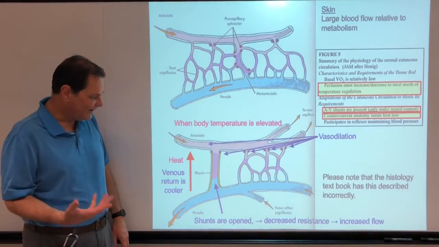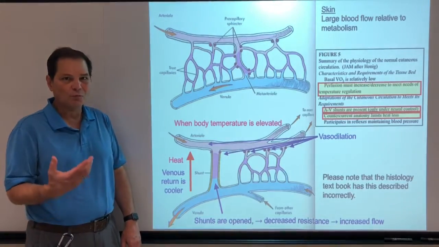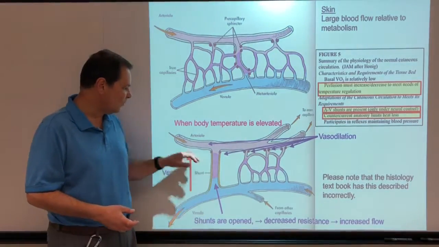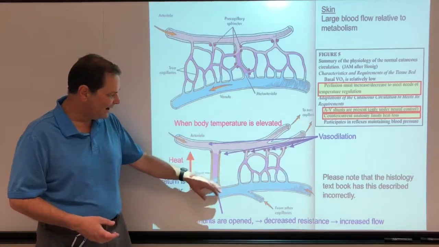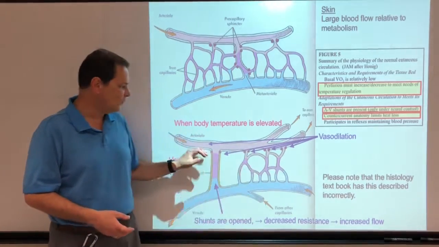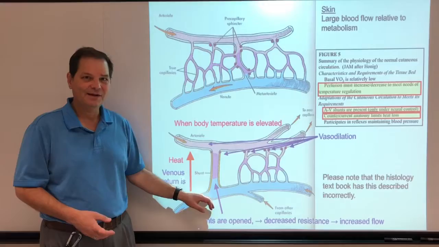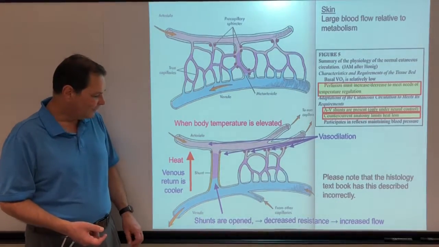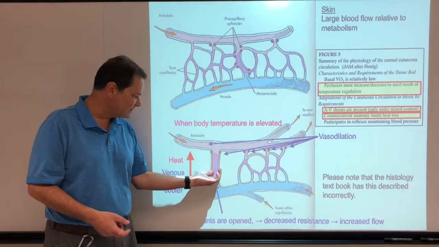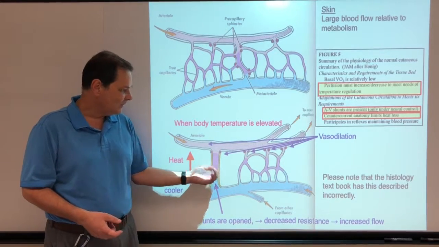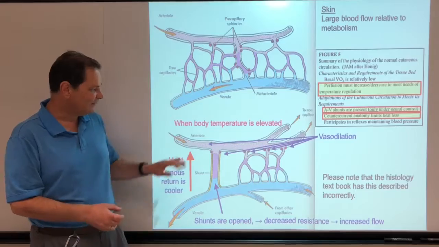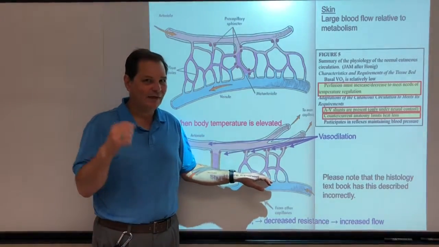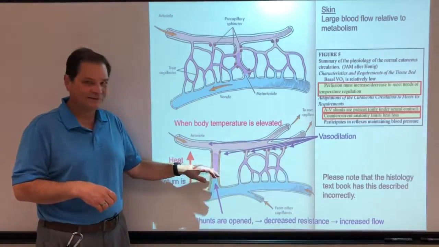The common way to think about this that is wrong is that you're opening these shunts in order for blood to bypass these capillaries and in order for blood to bypass the skin. That is not the case. That would suggest that you would close the shunt in this case in order to maximize flow to these capillaries and maximize exposure. That's not true. The shunts are in the skin.